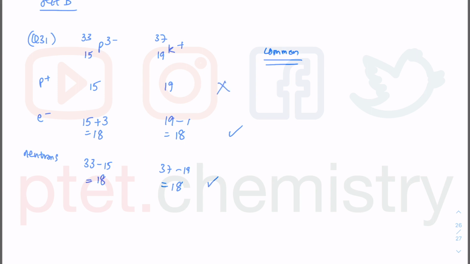Electrons is option A. Oops, sorry. I should really have been more careful about this. Electron is option 1, neutron is option 2, protons is option 3. So 1 and 2 are correct. That means option B. Okay, so B is the correct answer.